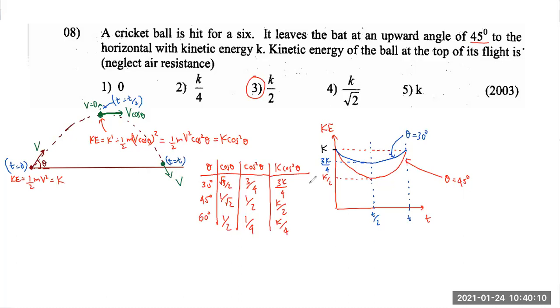And moreover, if you consider angle 60, you can see the kinetic energy at the maximum height is k by 4. Therefore, the graph will sag further, moving down like this. Then the graph will go back up. Right. So this is k by 4.